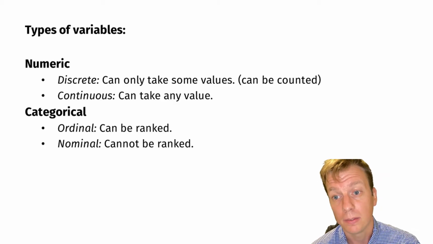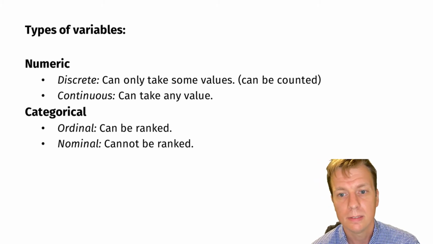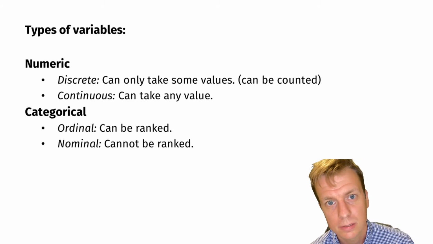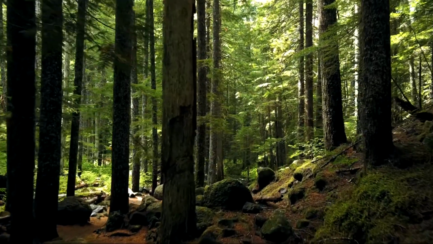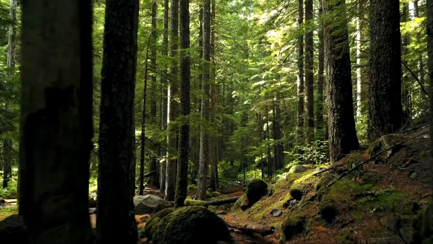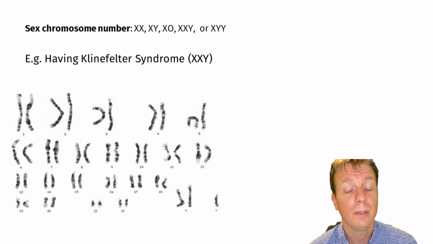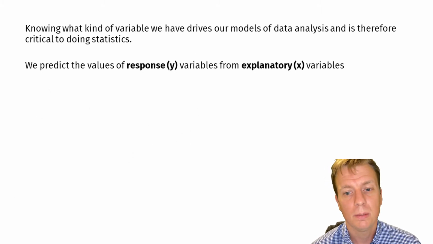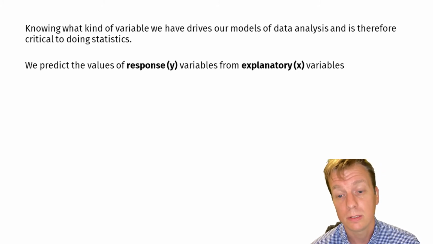And they can be either ordinal, which means that they can be ranked, or they're nominal, and they cannot be ranked. Size classes, of course, are ordinal, right? You can rank them from smallest to largest or largest to smallest. Tree heights are ordinal. They can be ranked from shortest to tallest or tallest to shortest. Sex chromosome genotype, on the other hand, is nominal, since there is no inherent order to the 5 different categories. Knowing what kind of variable we have determines how we analyze the data and is critical to doing statistics.